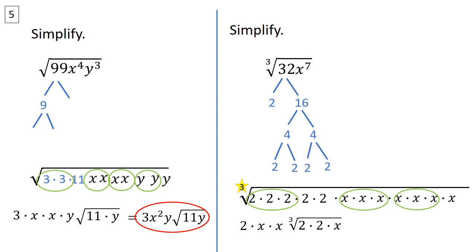And finally, we should be able to multiply that stuff, the outside together, multiply the inside together. We end up with 2x squared, cube root of 4x.